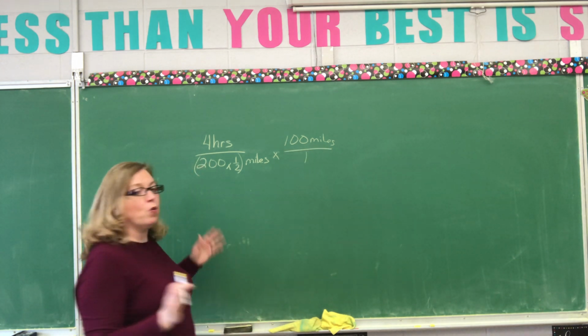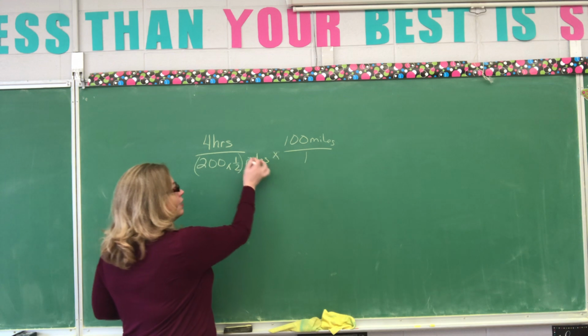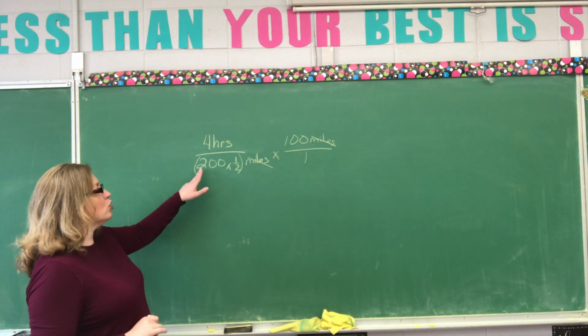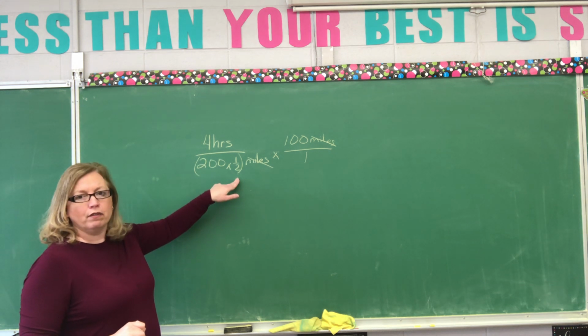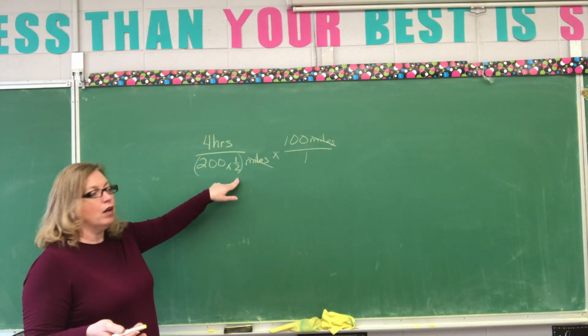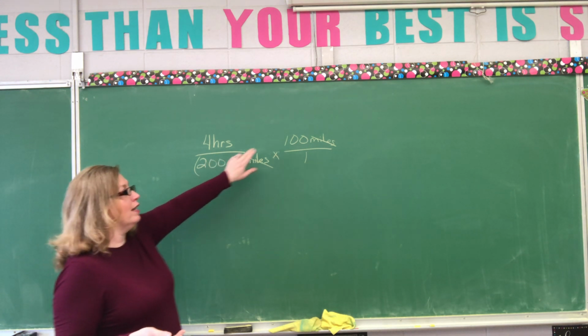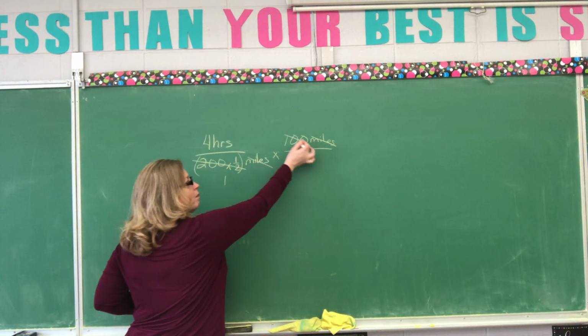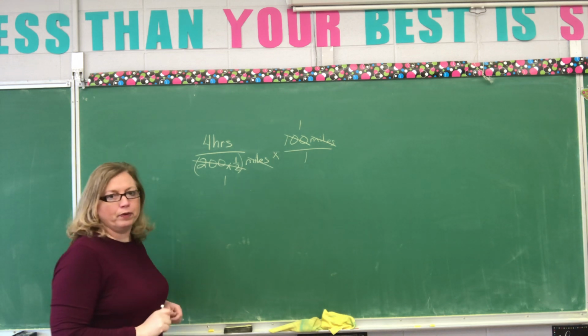So, first of all, what can I cancel? Well, I can cancel out my miles and my miles, okay? Then I say, well, what's 200 times 1/2? That equals 100. So if this equals 100 and that's 100, I can cancel this out and write 1. Mark this out and write 1, okay?